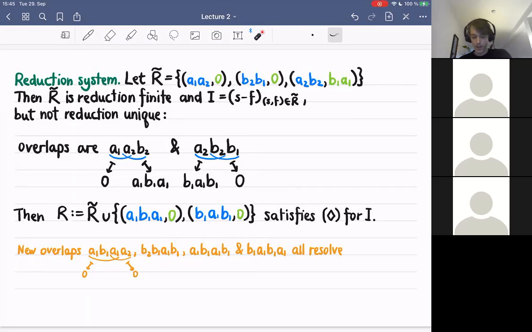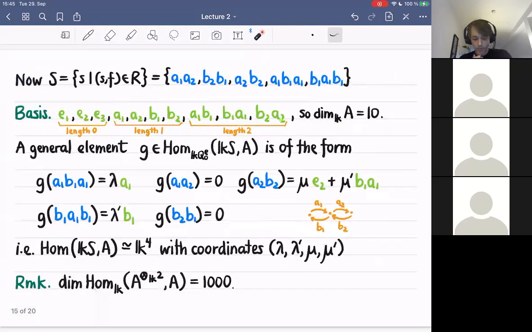Okay, so now we have our reduction system, and then we can look at this set S of first entries. And this has now 5 elements. And right, now the diamond lemma gives us an explicit k-basis of the algebra, right?